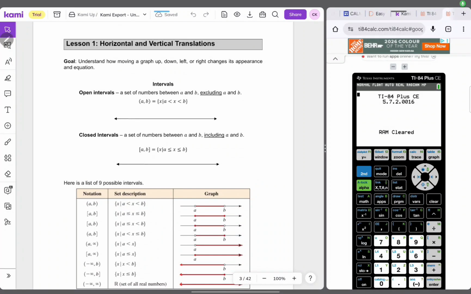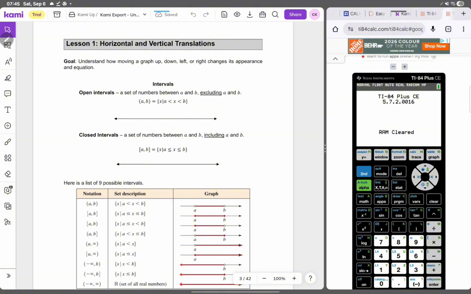So our first lesson in transformations is horizontal and vertical translations. So our goal is to understand how moving a graph up, down, left, or right changes the appearance and the equation. So before we get into this, we're going to learn about intervals.